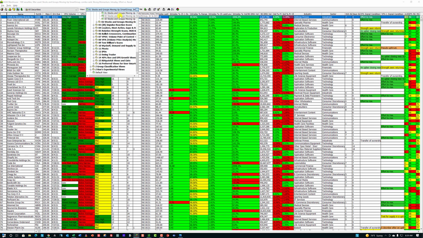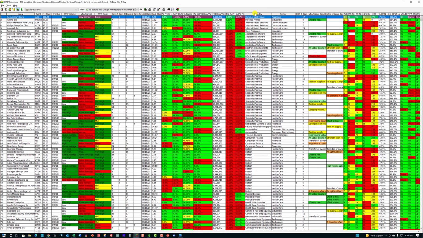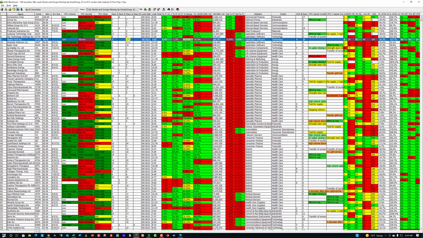But let's go down to the stocks and groups moving up $1 to $15 end of day. And you can see the order here, the sector here. You can see if there are box stocks here. You can look at the crossover days, very important.